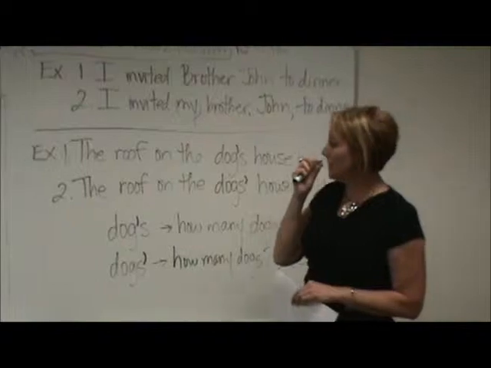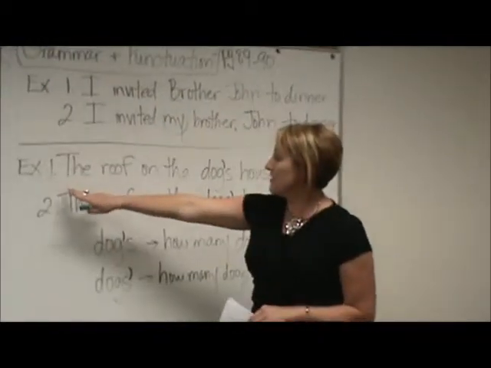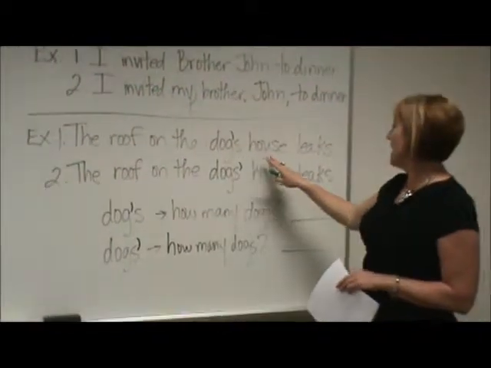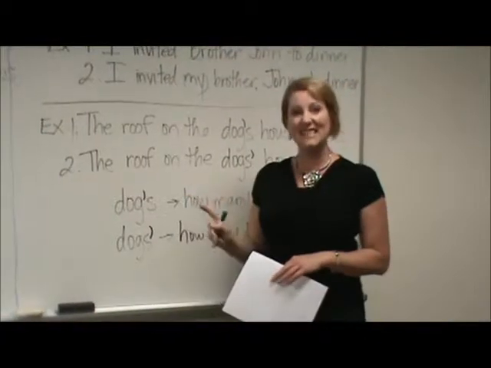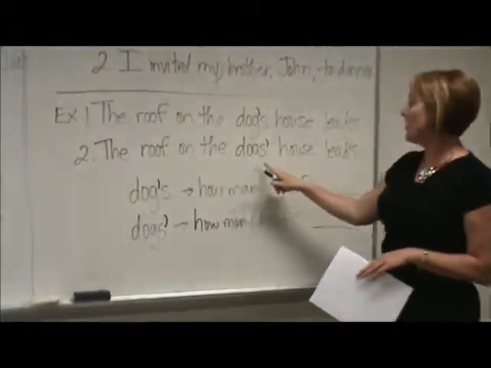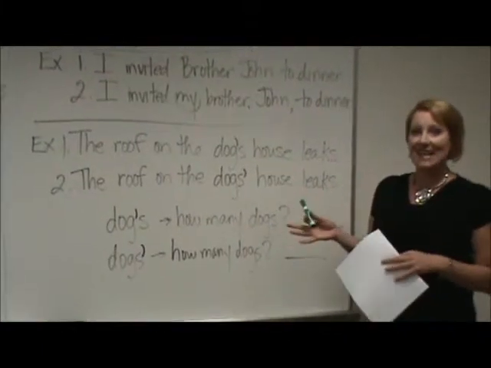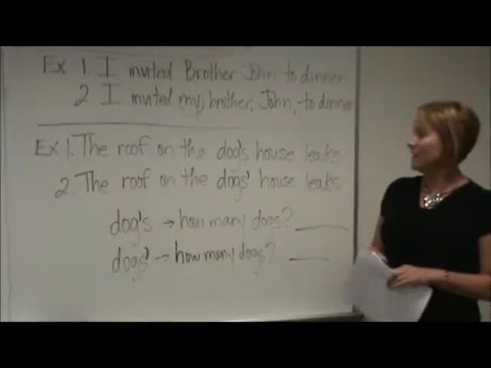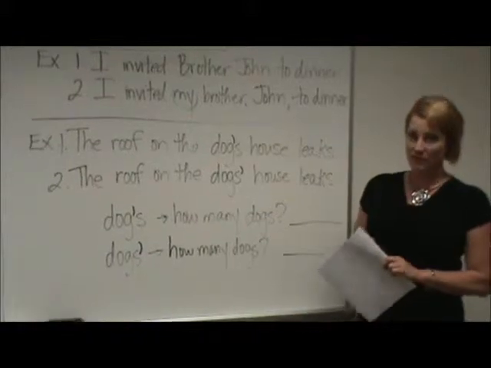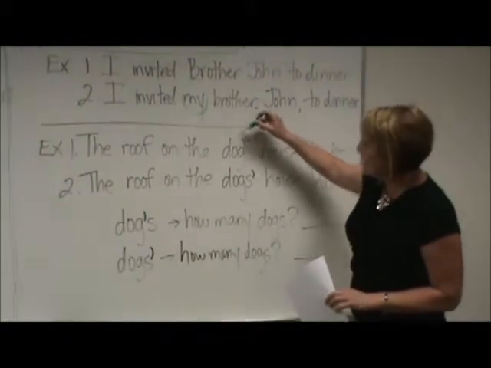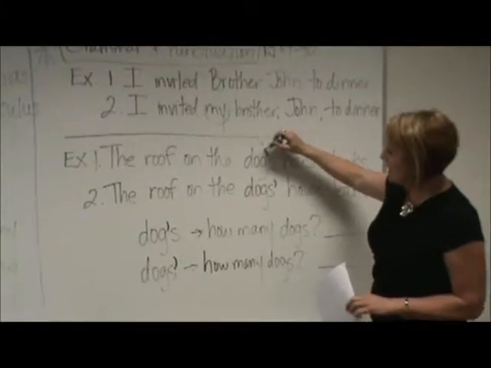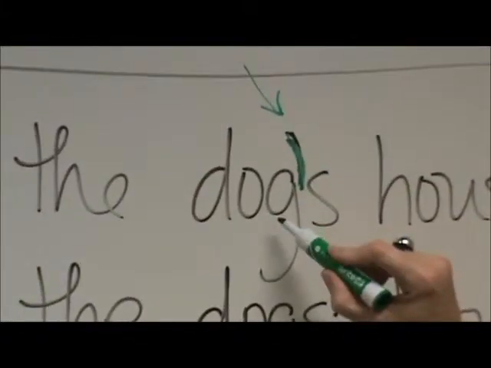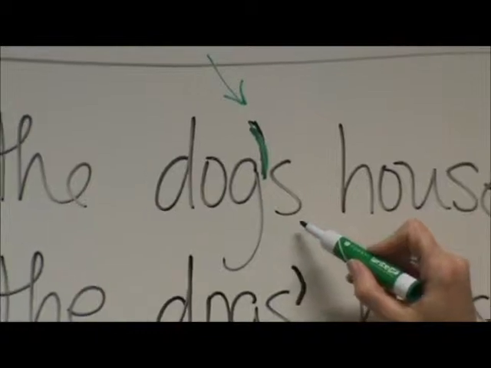Here's another example. The first sentence says, the roof on the dog's house leaks. Okay. The second sentence says the exact same thing. The roof on the dogs' house leaks. Both sentences say the exact same thing, but there is one little difference. If you didn't notice already, I'm going to show you. It's this apostrophe. In this sentence, the apostrophe is after the G, before the S.